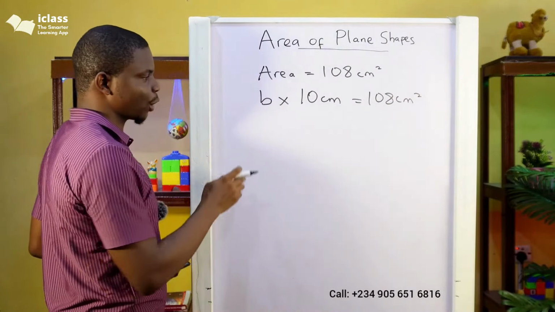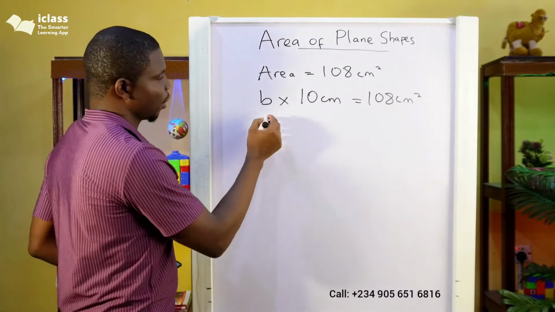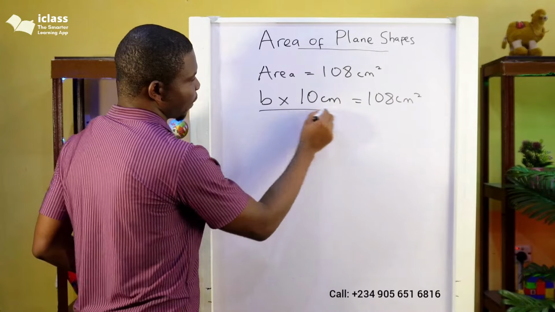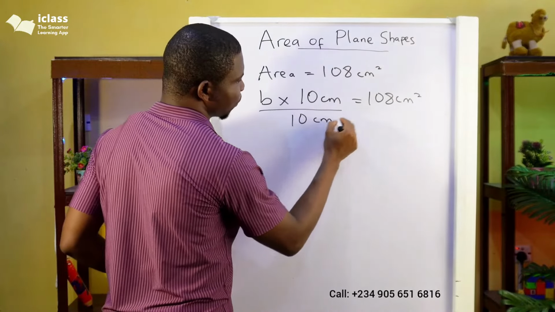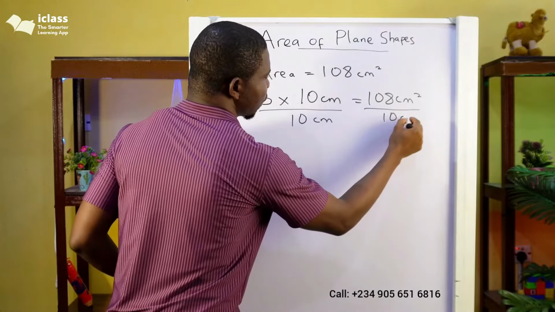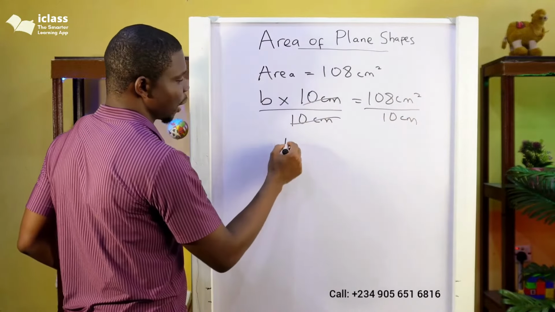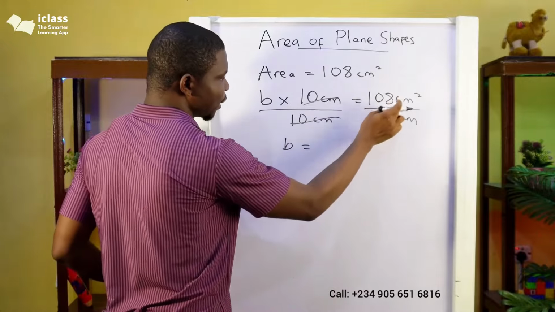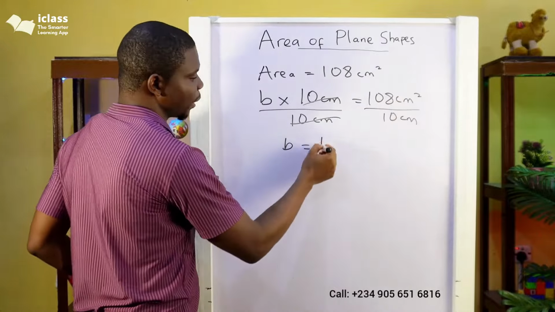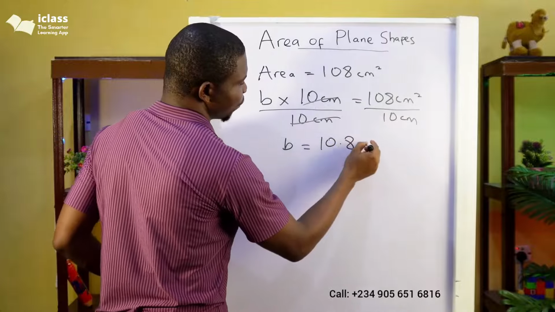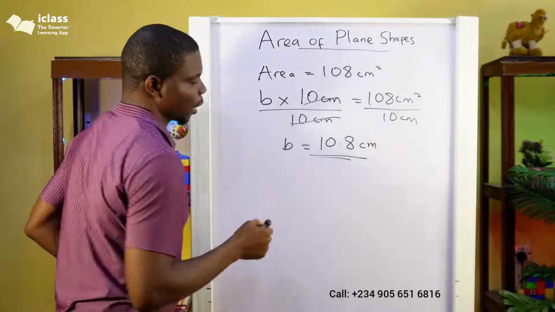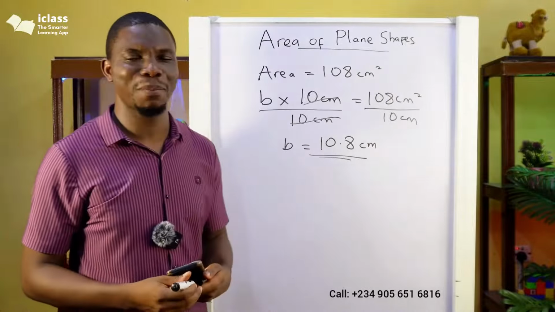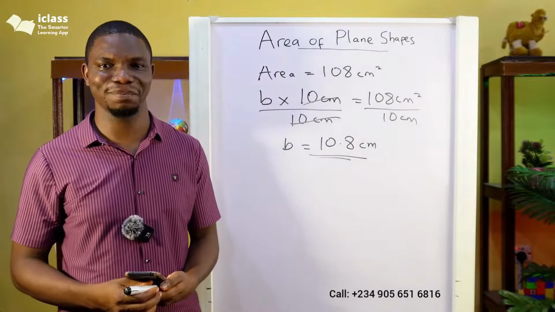So from here, we can get what the base would be. We just divide both sides by 10 centimeters. So this cancels, and the base of this parallelogram will be 108 divided by 10, which is 10.8, right? So the base of this parallelogram is 10.8 centimeters.